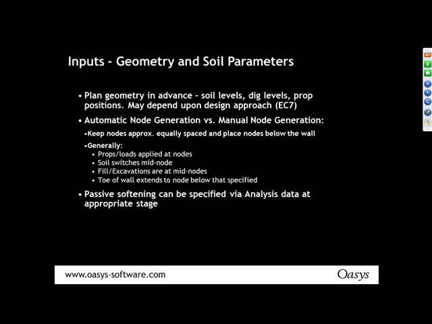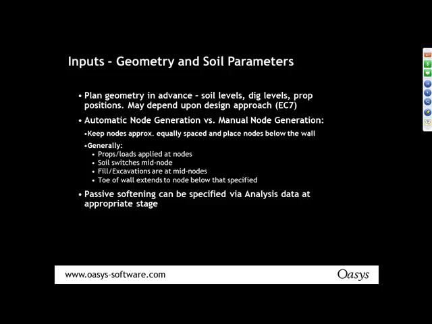Alternatively, you might be looking at an older Frew file. And if that's the case, you have to understand how nodes are compiled. So for example, you need to know that prop loads are applied at nodes, that soil switches between nodes, that you need to keep nodes approximately equally spaced. And if you go too far away from these rules, the analysis isn't as accurate as it could be, and if you put far too many nodes in, you might find that your analysis is very slow. So to get proficient results, you really need to understand a little bit about node generation if you're going to go into the manual node generation area.